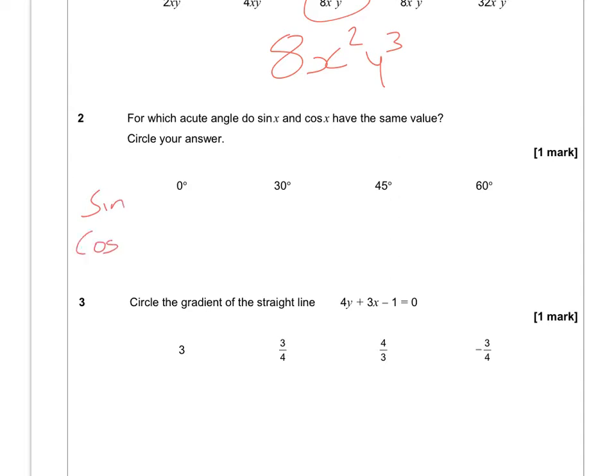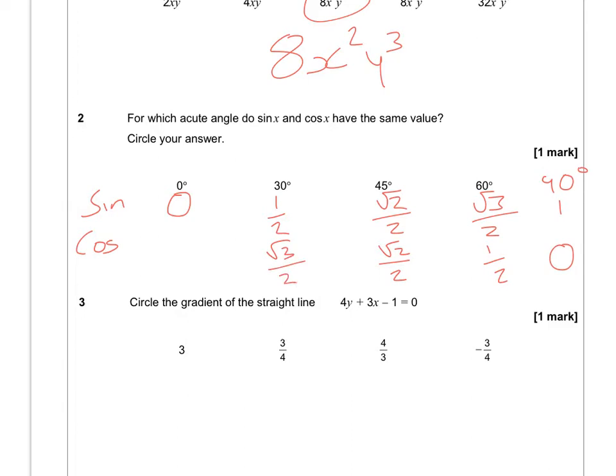If we start with sine, we should know that sine 0, the graph starts at 0. It then goes up quite nicely. You get a half, root 2 over 2, root 3 over 2, and then for 90 degrees the sine graph peaks at 1. The cosine graph then is just the opposite, so it goes 0 at 90 degrees, a half at 60, root 2 over 2 at 45, root 3 over 2 at 30 degrees, and at 0 degrees it takes a value of 1. So the value where it's both the same is 45 degrees.